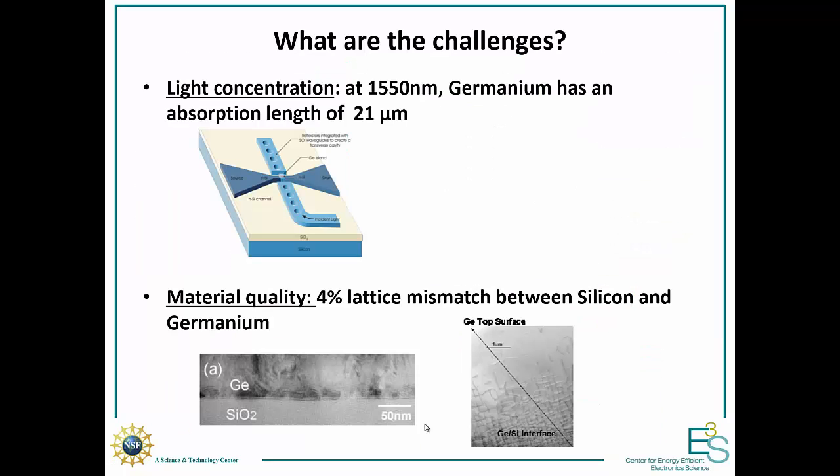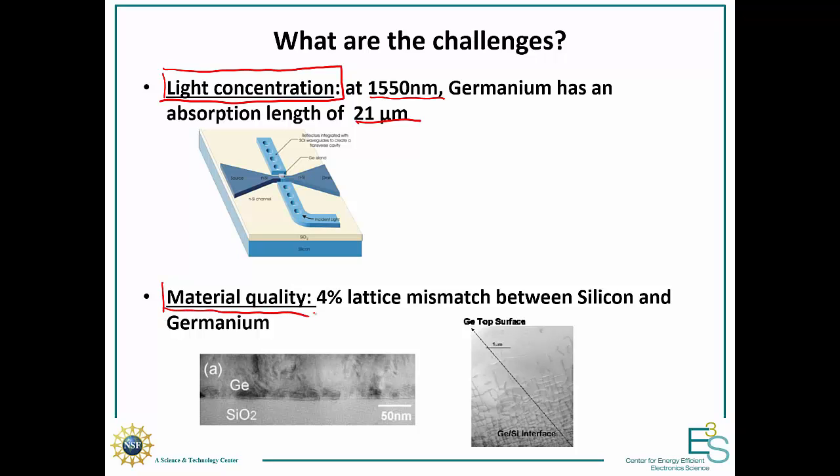Well, even though germanium absorbs light at 1550 nanometers, it still has an absorption length of 21 microns. That means that light needs to go through 21 microns of germanium before being fully absorbed. So we're going to have to find a way to concentrate the light and reduce that distance, because in 21 microns of germanium, you have the time to build up a lot of capacitance. What's another issue? Material quality.